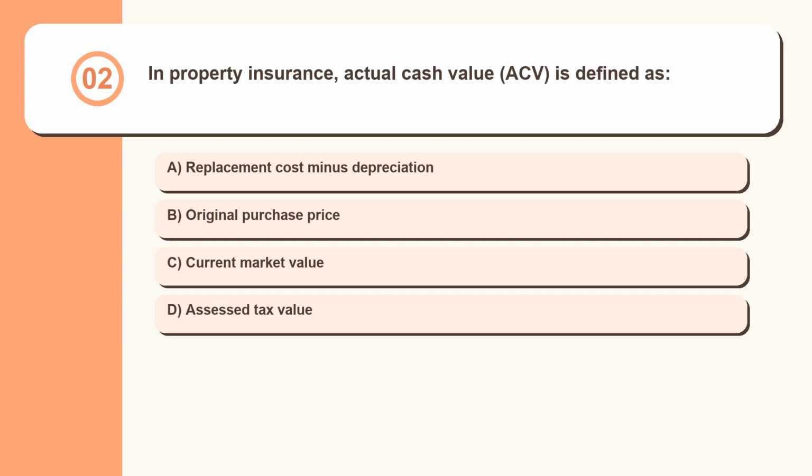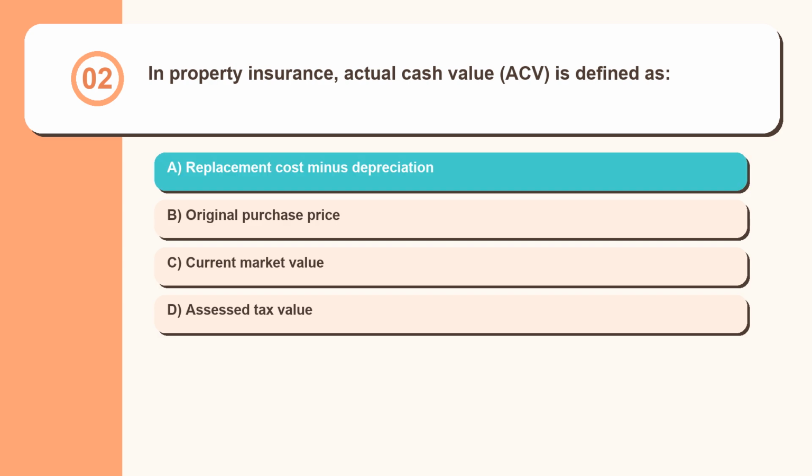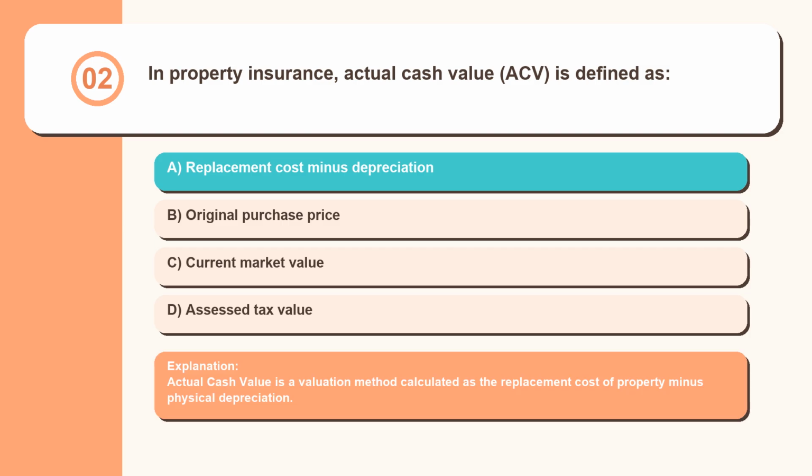Question 2. In property insurance, actual cash value, ACV, is defined as: replacement cost minus depreciation, original purchase price, current market value, assessed tax value. Actual cash value is a valuation method calculated as the replacement cost of property minus physical depreciation.